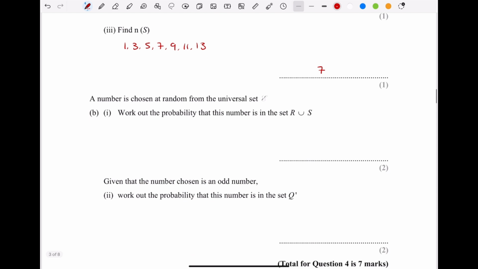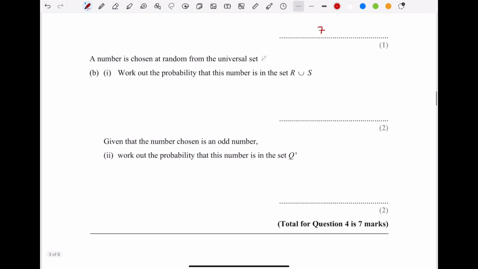Okay, now a number is chosen at random from the universal set. So that is a number between 1 and 14. We now want to work out the probability that this number is in the set R union S. Now R, just to remind ourselves, is the set of multiples of 6. S is odd numbers. So in this set, we have 1, 3, 5, 6, 7, 9, 11, 12, and 13. We know in the universal set, we have 14 numbers. And in the set R union S, we have 9 numbers. Therefore, the probability is 9 over 14.